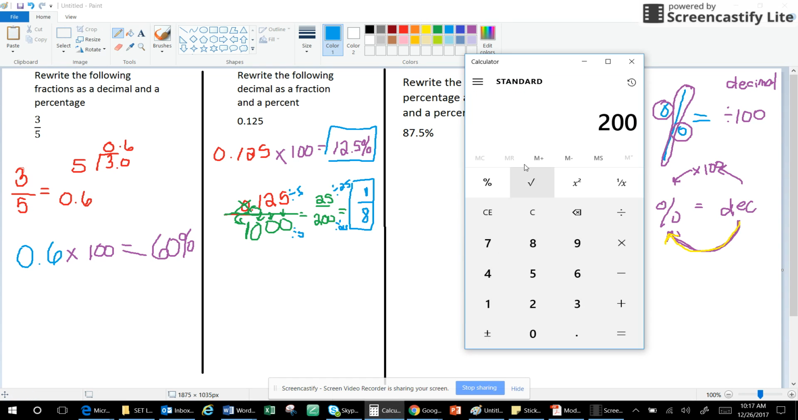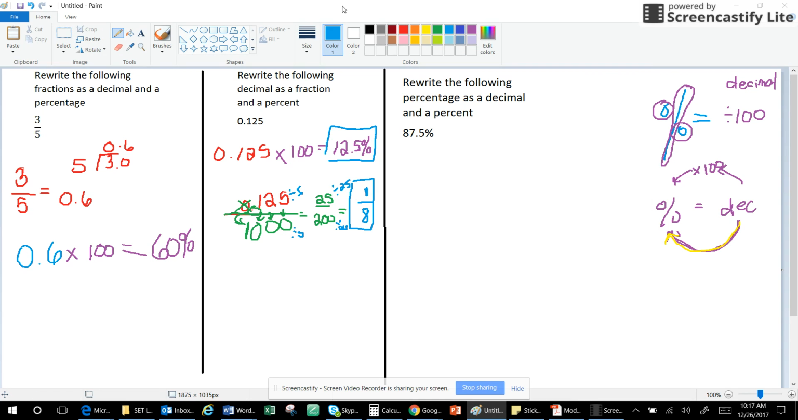All right, last one. Rewrite the following percentage as a decimal and a percent. And that should not say percent. That should say a decimal and a fraction. So you can fix that on your note guide because I messed that one up, didn't I? So rewrite this as a decimal and a fraction. Hit continue after you've done it on your own to check your work and your answers.